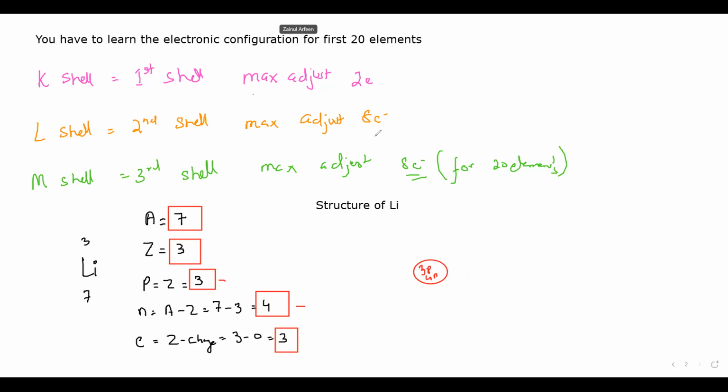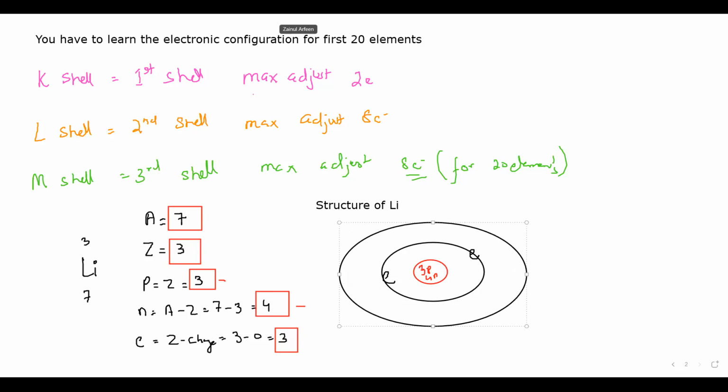Then around the nucleus there are shells. First I draw the K shell, which is the first shell. There are 3 electrons, so we have to arrange 3 electrons. In the first shell, maximum it can adjust 2, so the first shell has 2 electrons. Then what happened to the third electron? That third electron will be present in the second shell. So this is the structure of lithium.